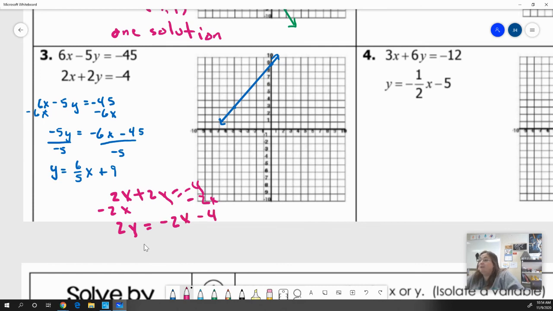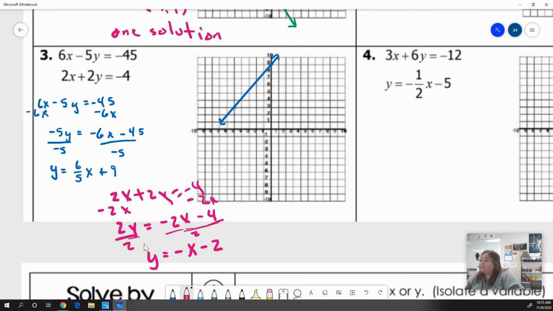And then I'm going to divide by 2, both sides. And we're going to get y equals, well, negative 2 divided by 2 is just negative 1. So we're going to have negative x. It's the same as saying negative 1x. Negative 4 divided by 2 is just negative 2. And so now I have everything I need, right?